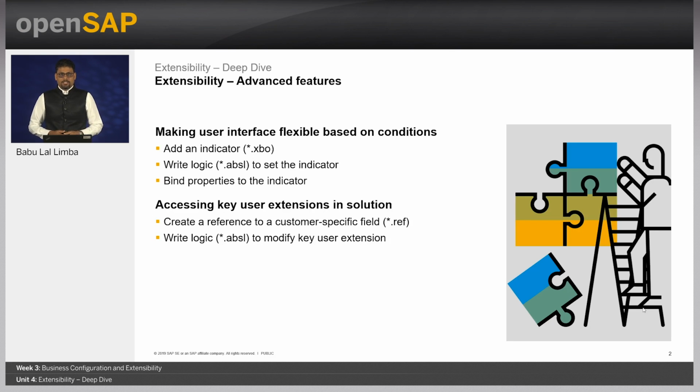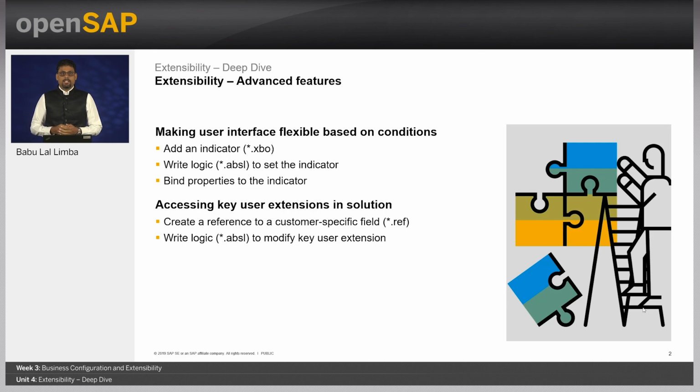The advanced features that we are going to cover in this unit are as follows. Number 1, we will make the UI flexible dynamically based on the conditions and not based on the business role as we did in the last unit. We can make the UI flexible using conditions. For this, we need to have an indicator in our XBO file and the Esspil logic to set or clear this indicator.